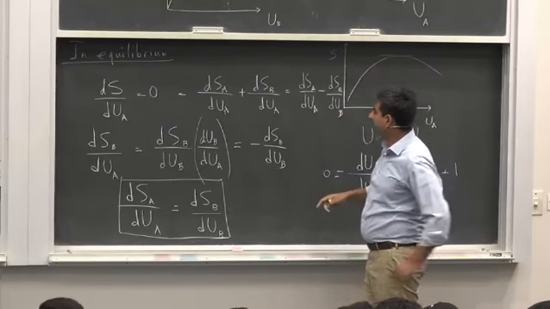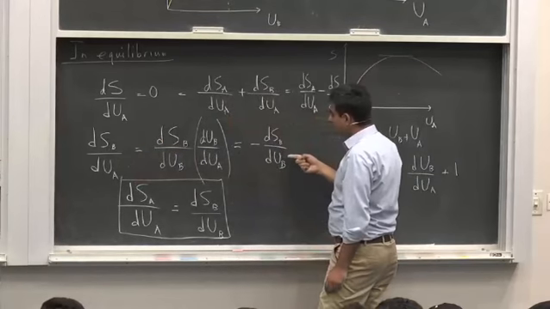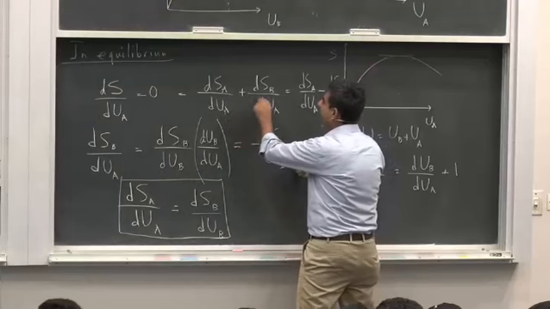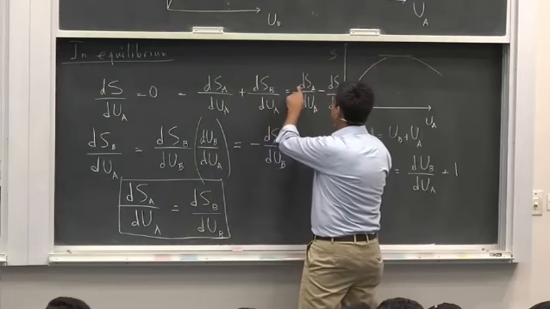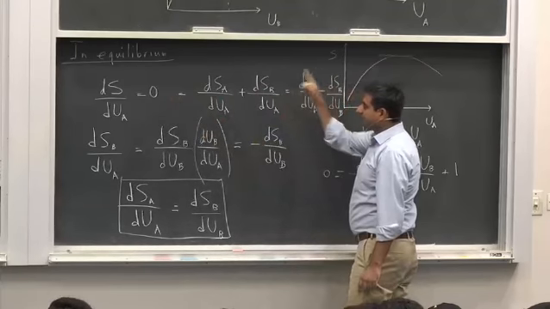Because when I just take this DSB over DUA, it's equal to DSB minus DSB over DUB. I just put it in here. So I get DSA over DUA minus DSB over DUB equals 0. So take this to the other side, this is what I get.